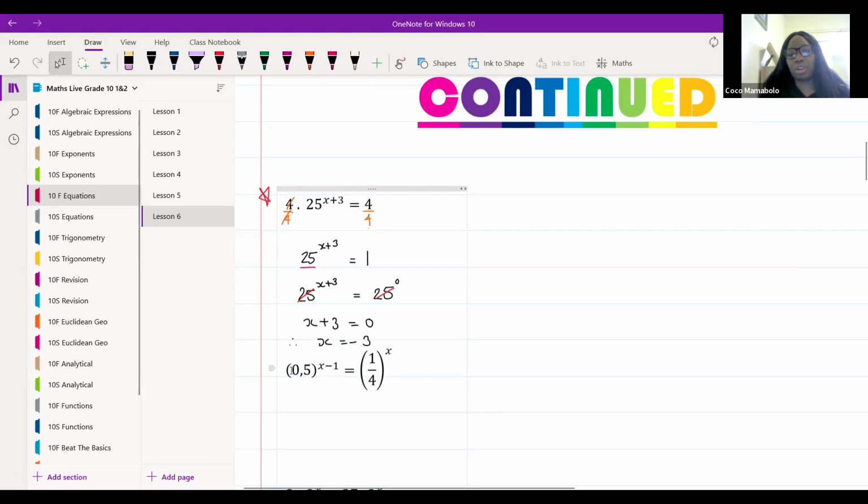This one over here. Just because this is a decimal, it shouldn't scare us, because we know that 0,5 can also be written as a fraction, yes? How can we write 0,5? As 1 over 2. Absolutely, as 1 over 2 or a half. So we can change this to a half to the power of x minus 1 is equal to a quarter to the power of x.